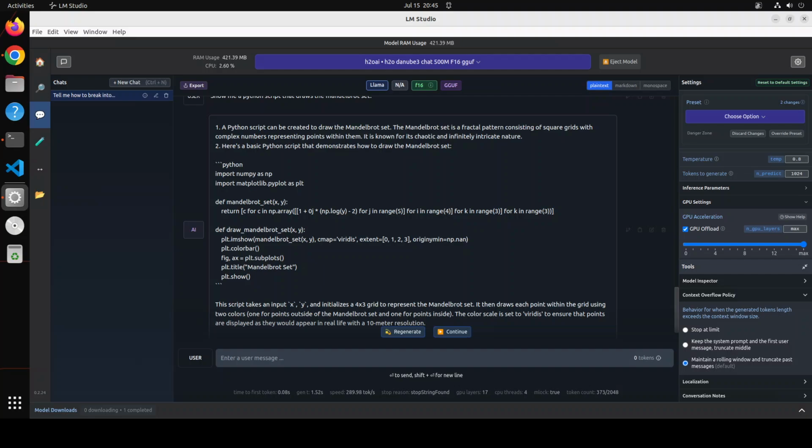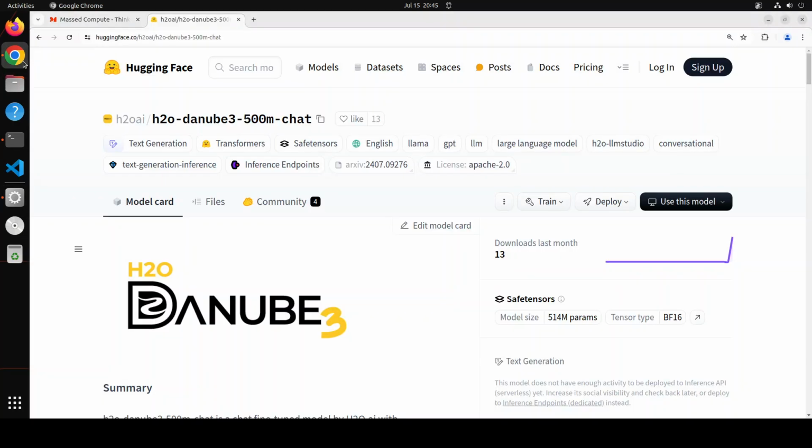So I believe for English comprehension and writing plus the coding, the model is quite good. But as far as math is concerned and a bit of logic, it is an okay model. And I think for this size, 500 million, this is really cool.